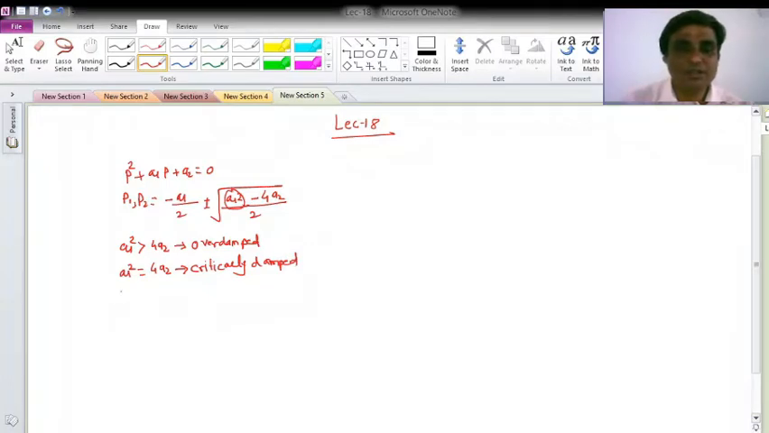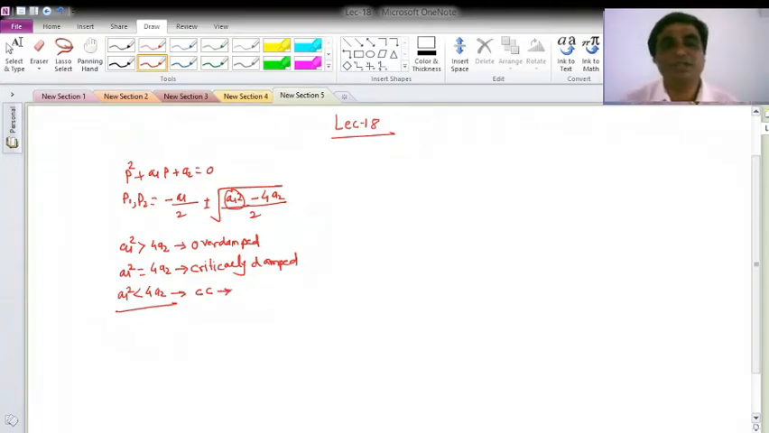We also saw what happens if a1 square is less than 4a2. Then the roots will be a complex conjugate pair, and for complex conjugate roots the response is the underdamped response. Now for the fourth case, we will see what happens if the real part is not there, that is, if there are only imaginary roots.